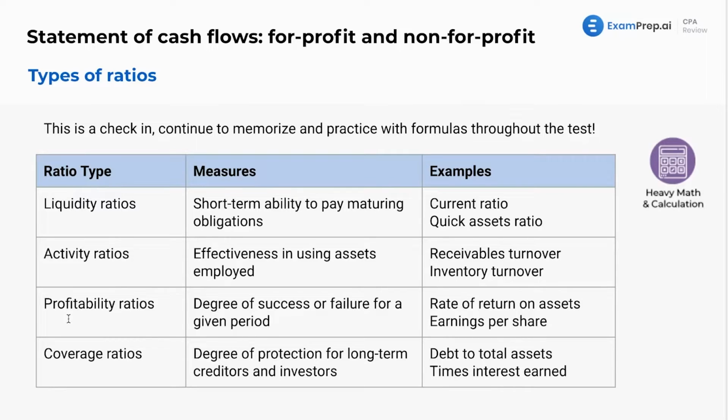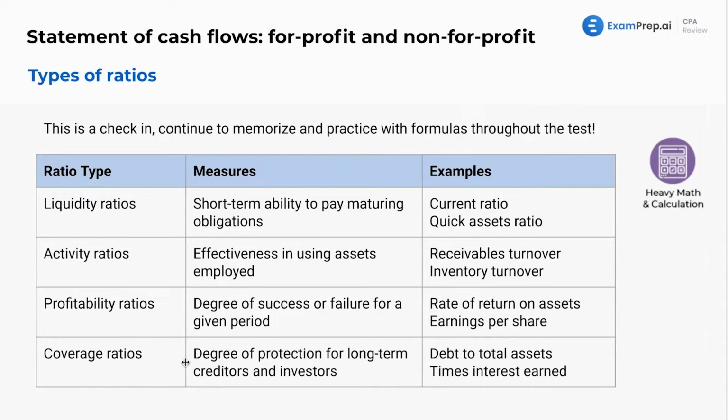What about profitability ratios? Everyone loves profitability. Everyone loves to see a company making money. Well, this is going to measure the degree of success or failure for a given period. So in the year, is your earnings per share pretty solid? Like, are you making a lot of money per share for the investors? What about the rate of return on assets? Are you making money based on the assets you have, or are they sitting around and being useless and just gaining dust on them?